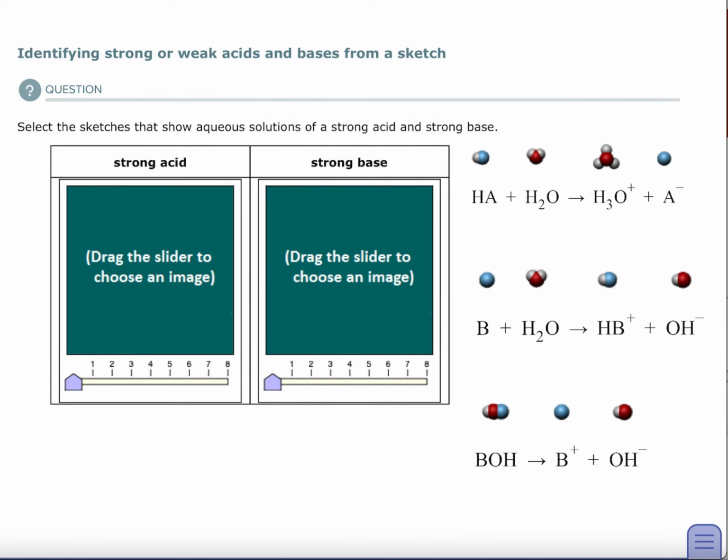In the case of the strong base, you're going to have a mixture of the 3: the water, the B+, and the OH-. In the case of a strong acid, you're going to have the 3: the water, hydronium, and the conjugate base. In the case of a weak acid, you're going to have all 4.